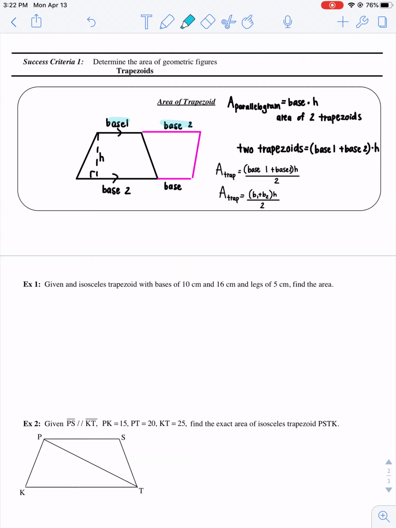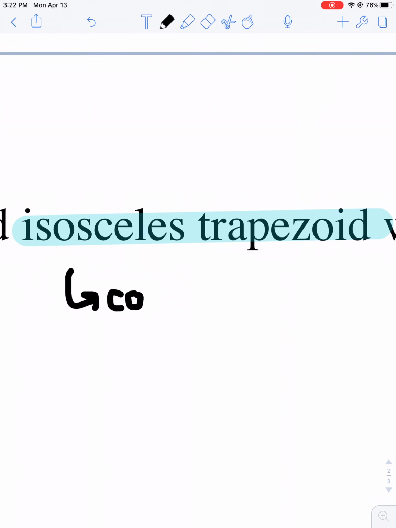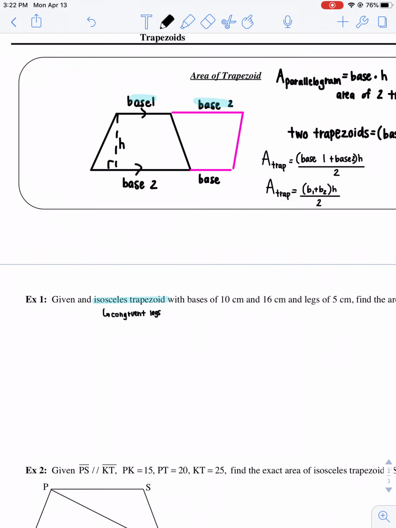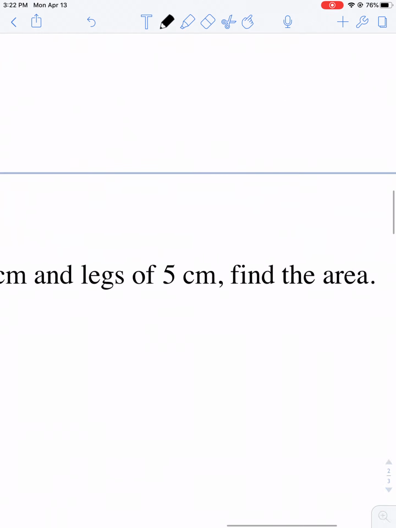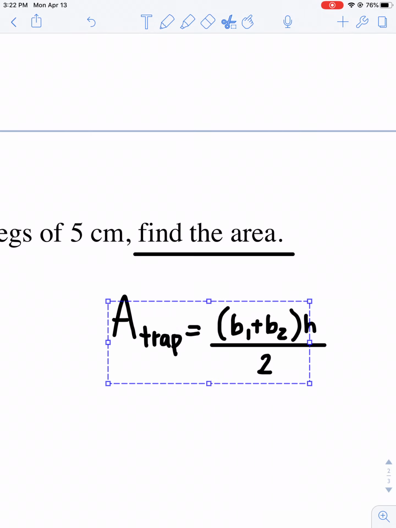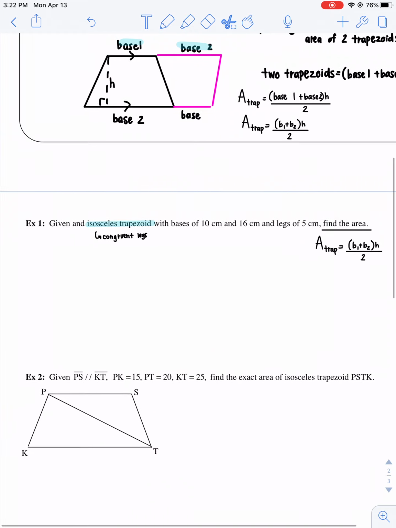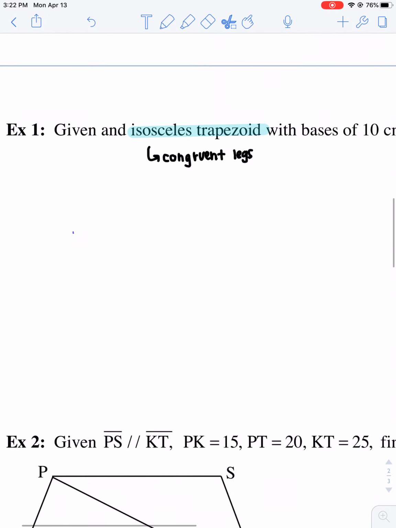Given an isosceles trapezoid, we know that we're going to have congruent legs, with bases of 10 centimeters and 16 centimeters and legs of 5 centimeters. Find the area. So above we said our equation to find the area of a trapezoid is base 1 plus base 2 times the height divided by 2. So to start, let's draw our trapezoid.